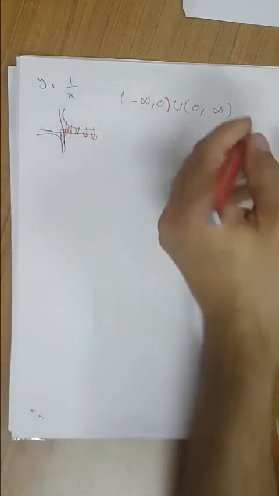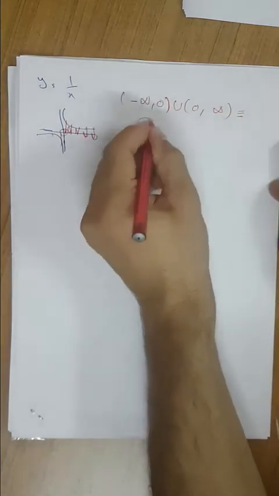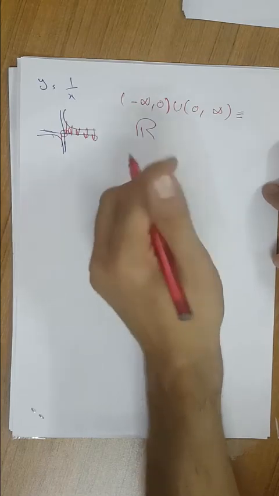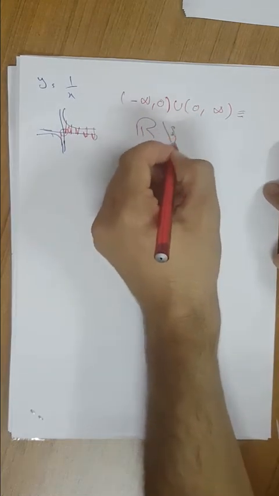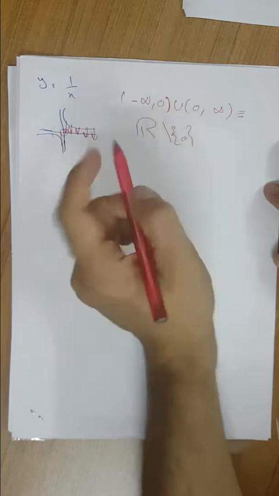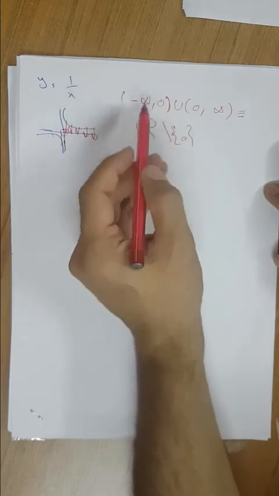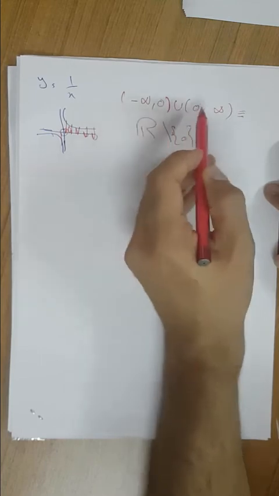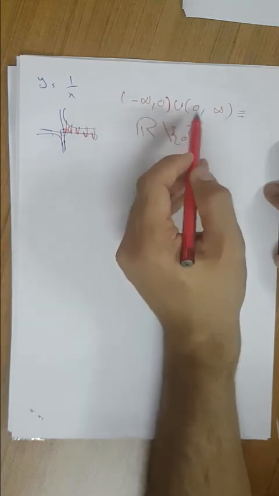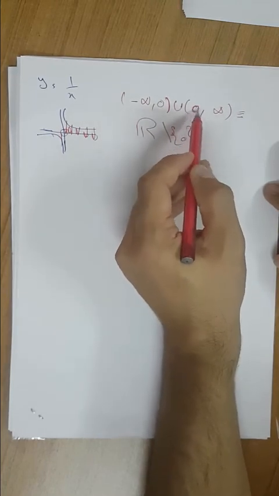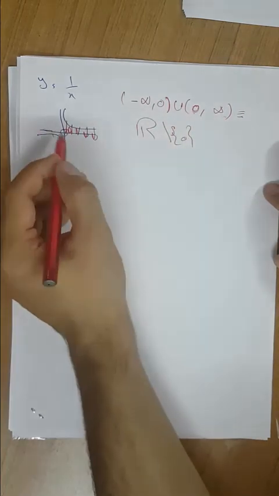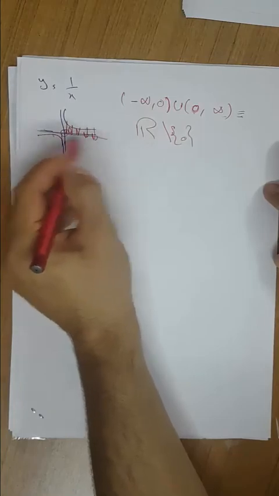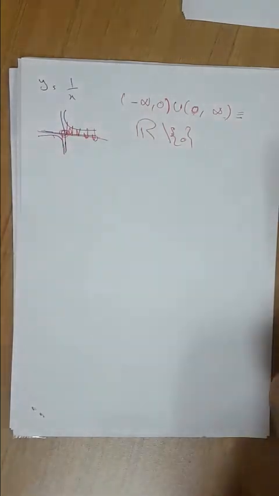Or maybe another student writes all real numbers. This is the symbol of the real numbers, all real numbers without 0. Both are equivalent, because in this case I say all negative values without 0, and all positive values without 0. So that means the shadow is everywhere on the x-axis, excluding the 0. How about the range?